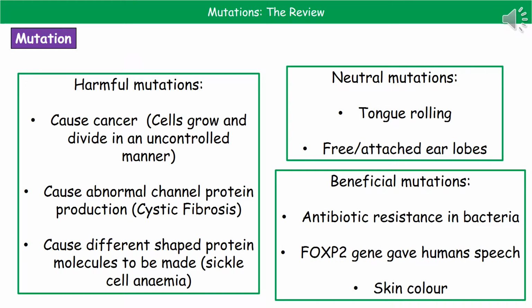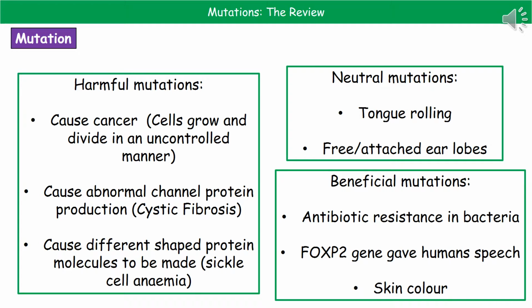So if we consider some of these examples, if we look at harmful mutations first of all, then the most common harmful mutation we get is the one that leads to cancer. What we find in cancer is that body cells are actually growing and dividing in an uncontrolled manner.